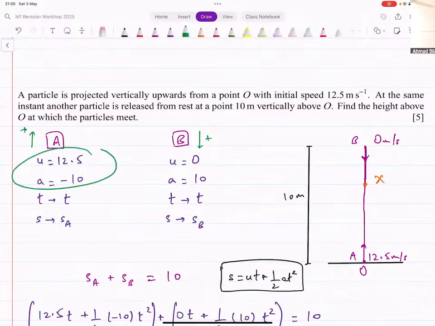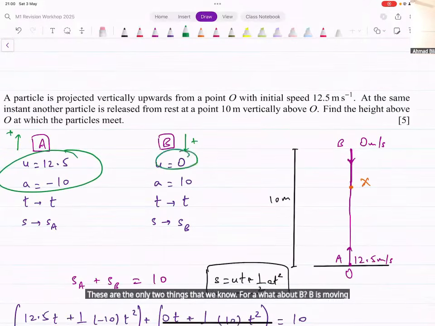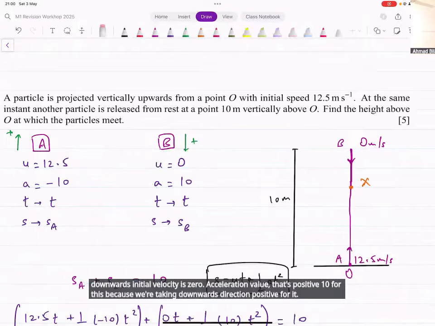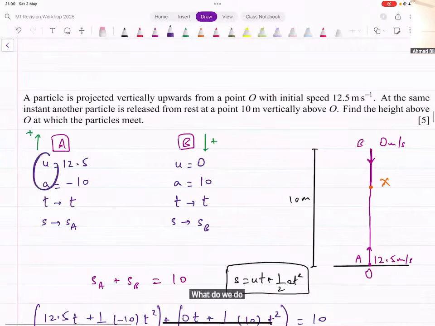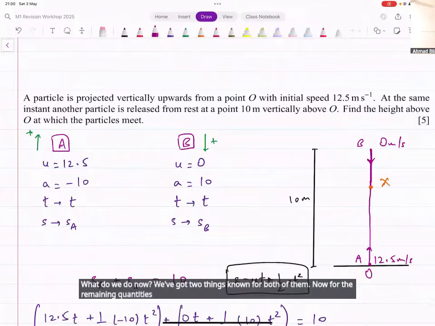These are the only two things that we know for A. What about B? B is moving downwards. Initial velocity is 0. Acceleration is positive 10, because we're taking the downwards direction as positive for it. What do we do now? We've got two things known for both of them. For the remaining quantities, we've got final velocity, displacement, and time.